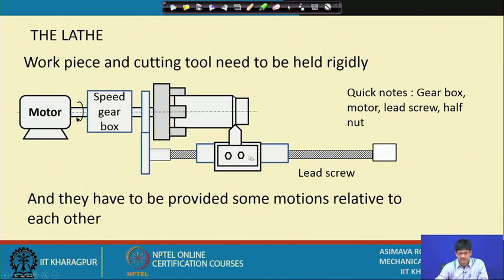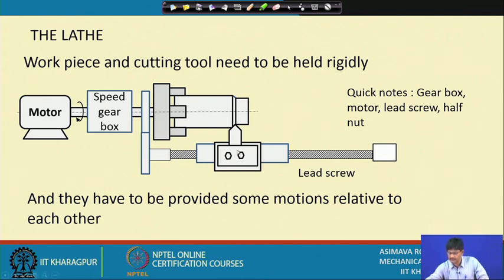There is a device called a half nut inside the tool post. We will see a detailed view of the carriage later on, but this is part of the carriage seen from the top. The carriage has different parts like apron and saddle, etc. It is basically a device which can move by the side of the spindle containing the job, so that the tool is given a relative motion with respect to the workpiece. So, this is part of the carriage.